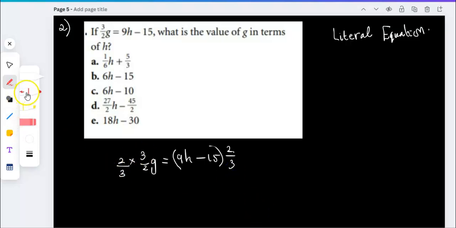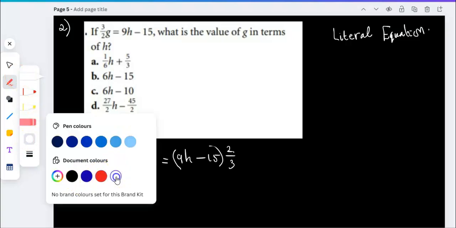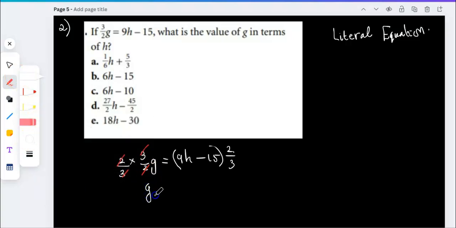Here you can cross out the 2 and 2, 3 and 3. So you're left with g on the left side, and on the right you're left with 2 over 3 times 9h minus 15. Actually, you got an equation there. But you have to keep in mind to check at each stage whether you're getting any one of the options. You can see none of the options matches this one.